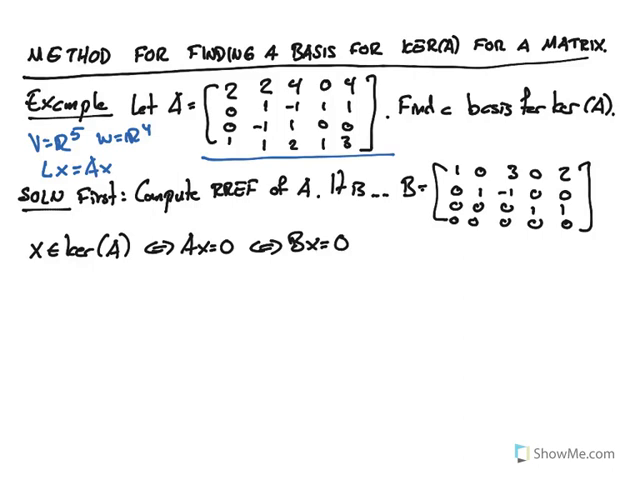So let's see, we have pivot columns 1, 2, and 4, and we have two free variables. So if we associate each column with a variable, then we find that 3 and 5 are free because they are not associated with a pivot column. So X3 and X5 are free.